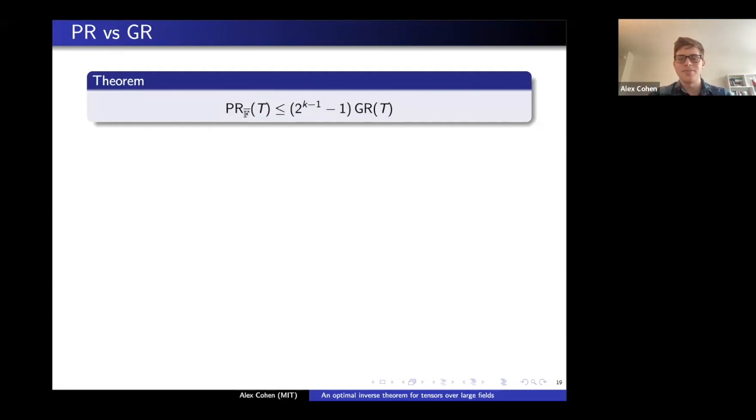Okay, so this is the theorem I alluded to before, which again takes place over an algebraically closed field, which is not our main interest in the talk, but is the way it works technically. They go through algebraic closures. We're saying that the partition rank over the algebraic closure is bounded by a constant times the geometric rank. Maybe I should have emphasized this more when I defined the partition rank, but partition rank is a quantity which depends on the field's definition.